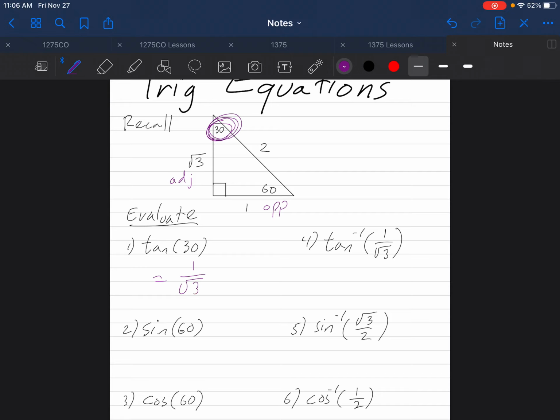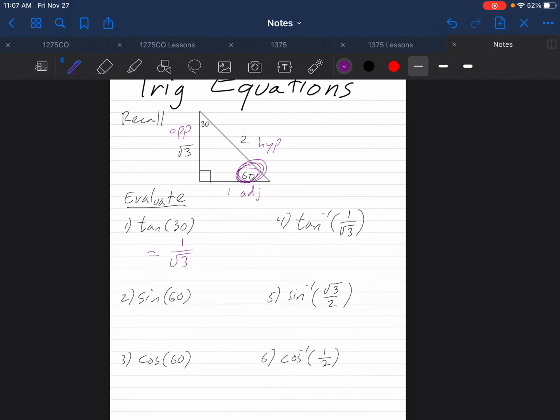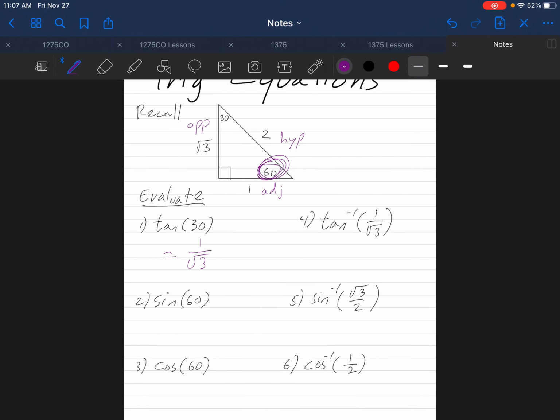And if we are then changing our focus from 30 over to 60, like we need to here for the sine of 60 and the cosine of 60 degrees, that means our opposite and adjacent labels are going to swap. Hypotenuse, though, is going to remain the same throughout, regardless of where your angle of focus or reference angle is located.